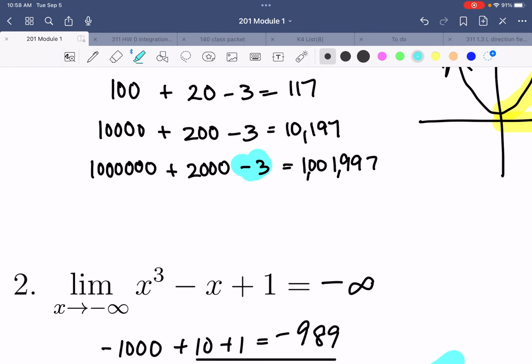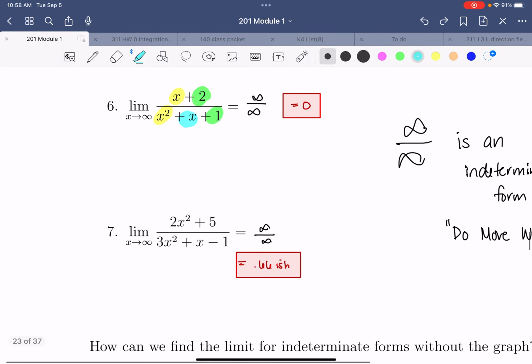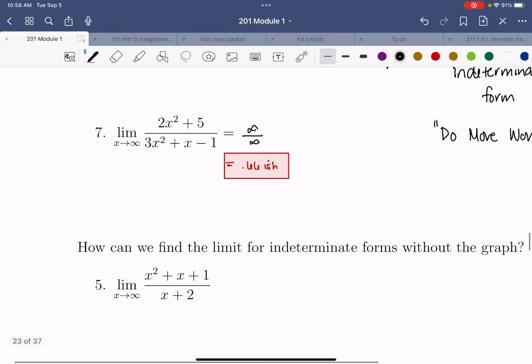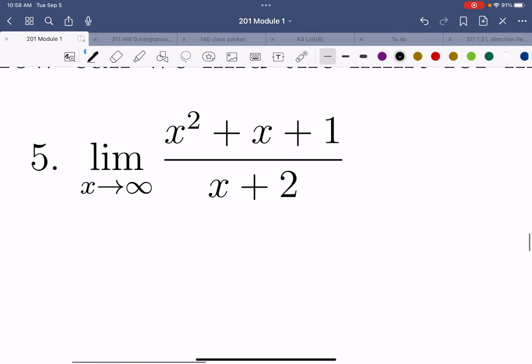This didn't matter at all. This really didn't even matter. It was this one that was kind of driving things. So that means that leading term is what's going to drive things. So what we want to do is get rid of that leading term in one or both of the places, okay? So we're going to try to get rid of one of them.